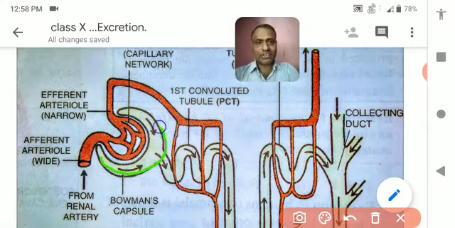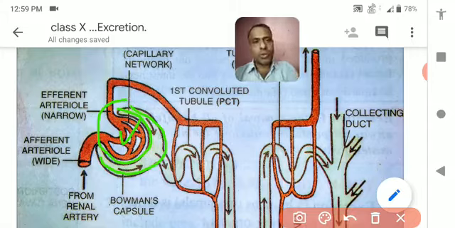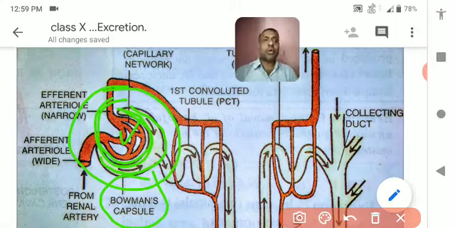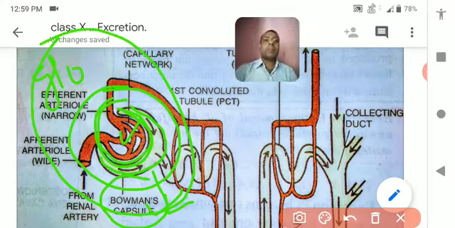So, once again I am repeating. This cup-like structure is called the Bowman's capsule, and it contains a network of blood capillaries. A network of blood capillaries is like when you take a string and make a knot, so that knot-like structure is there. Bowman's capsule and glomerulus together are called the Malpighian capsule or renal capsule. Understood?